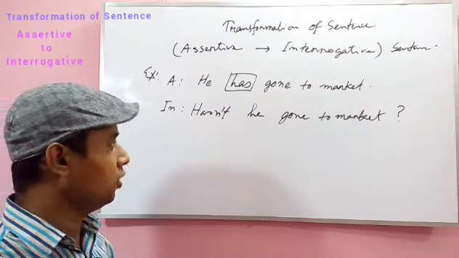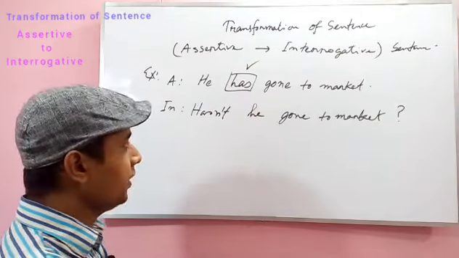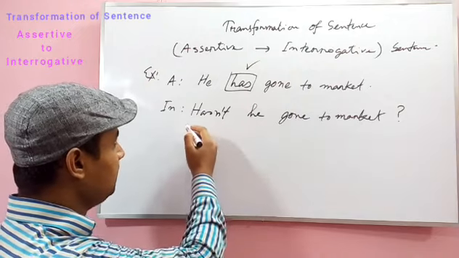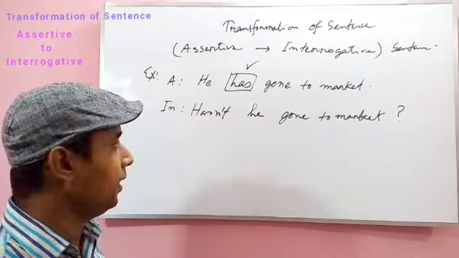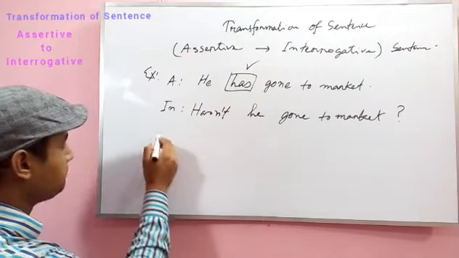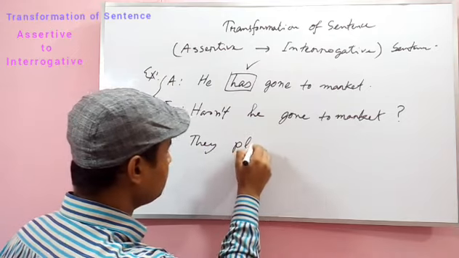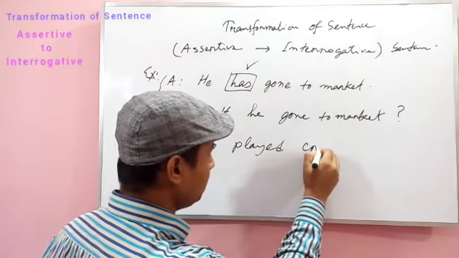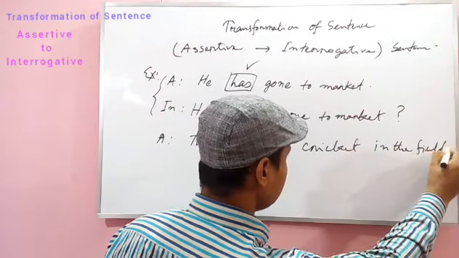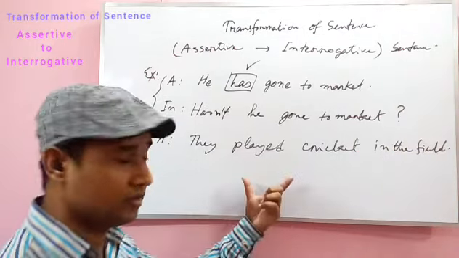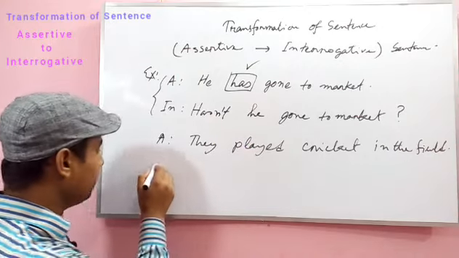I repeat the rule. When you get an auxiliary verb in an assertive sentence, you should put the auxiliary at first, then the subject in the interrogative sentence. Okay, now the next example. They played cricket in the field. This is another example of an assertive sentence. You have to change it into an interrogative sentence.